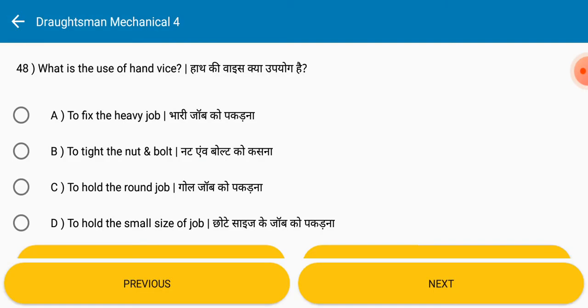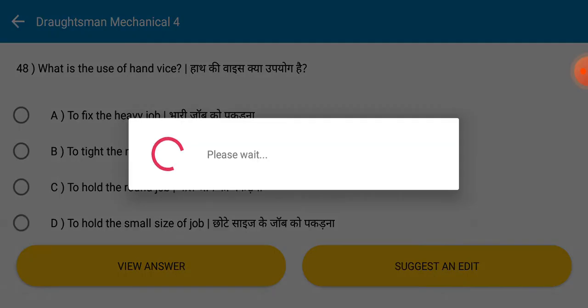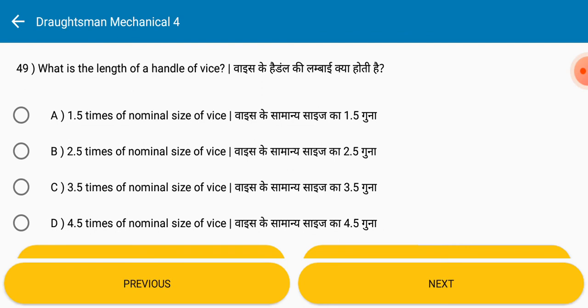Next question. What is the use of hand vise? Option number D is the right answer. To hold the small sizes of job. Next question. What is the length of the handle of vise? Option number B is the answer: 2.5 times the normal size of the vise. Next question.